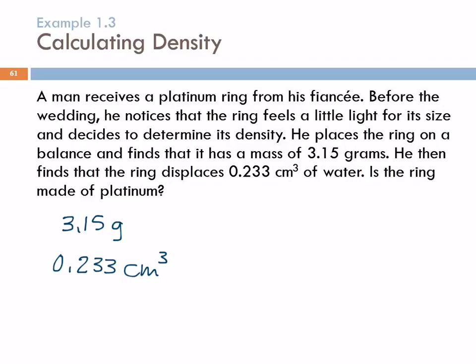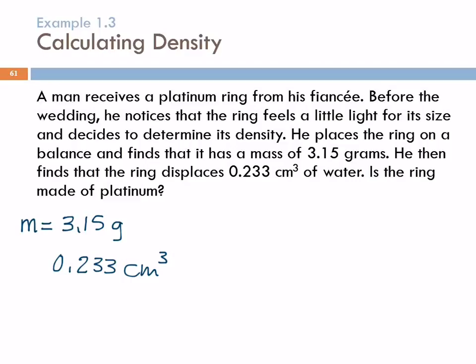We need to identify what these are measuring. The units help us. Here it says mass of, so that's a huge clue that this is the mass. But the unit gram is also a clue because gram is a unit of mass. So this is the mass of the ring.